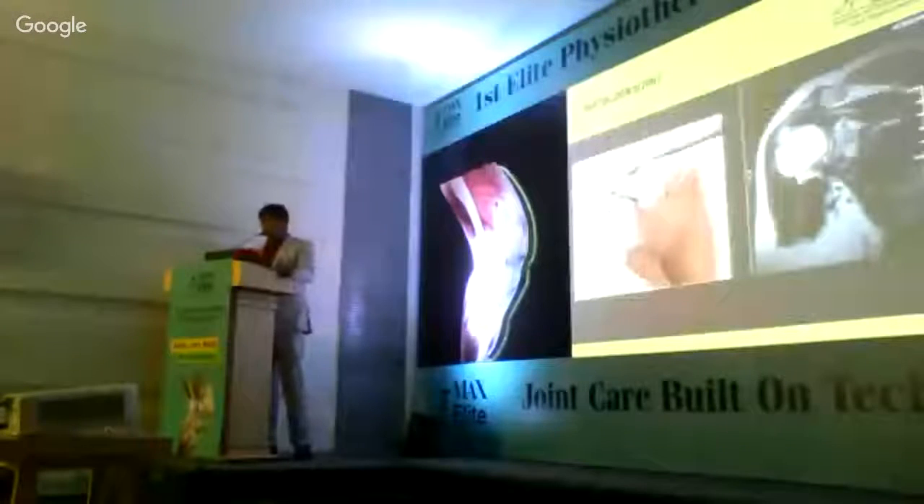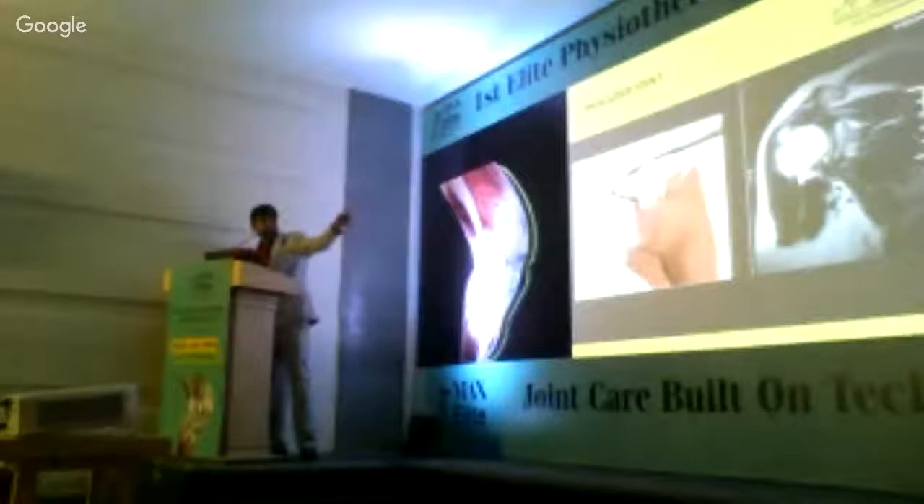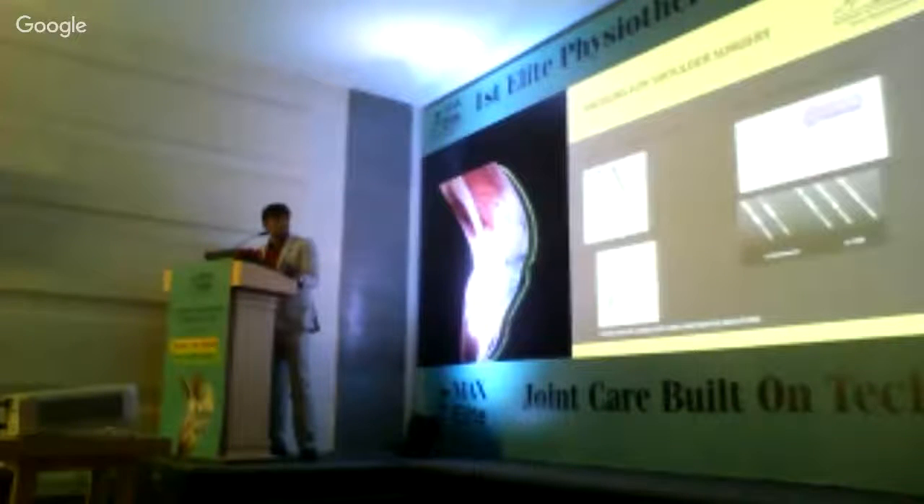Now we come to the shoulder joint. In older age, the most common form of injury we see is the rotator cuff tear. On the left, there is a picture image of the rotator cuff tear. On the right, this is the MR image. The whitish portion between the tendon is the part of the tendon.